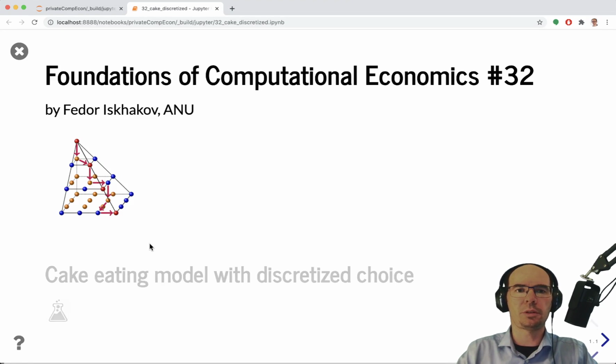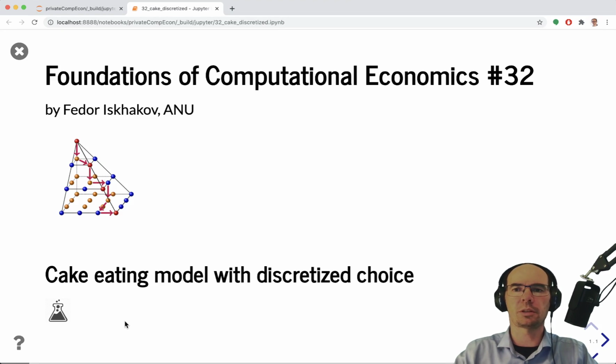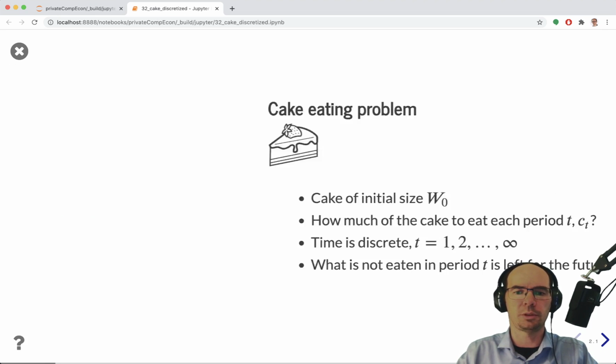In video 32 on the Foundations of Computational Economics course, we will look again at the cake eating model, but this time we will work with the discretized choice rather than solving on the grid as in video 30. This video is also a practical video, so we will code up the new solver, the solver with discretized choice, right here in the video.